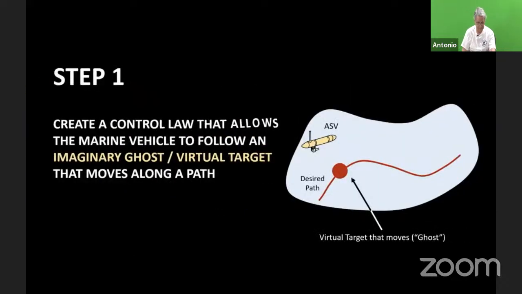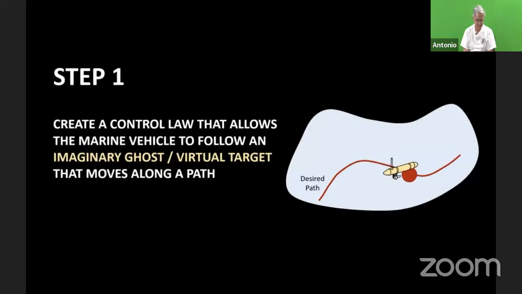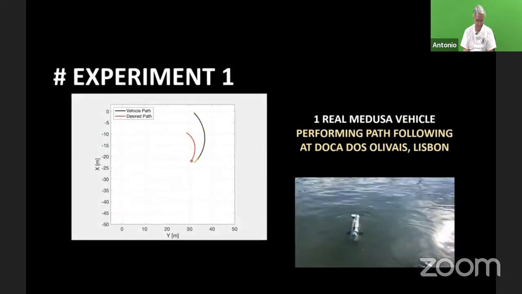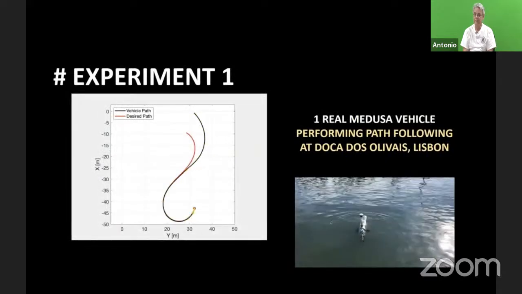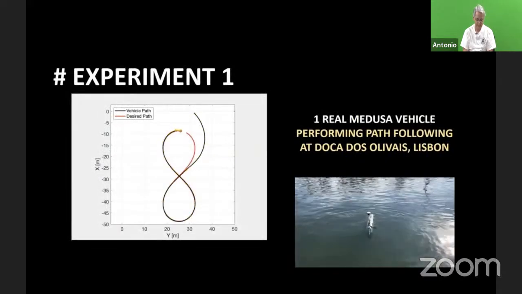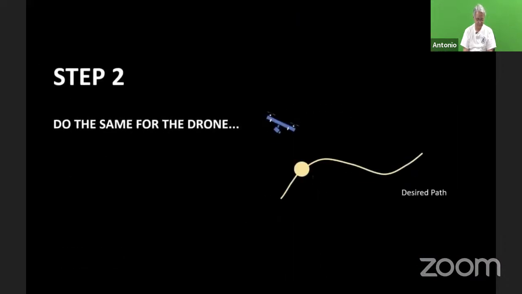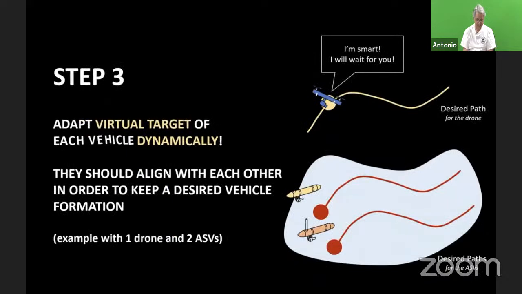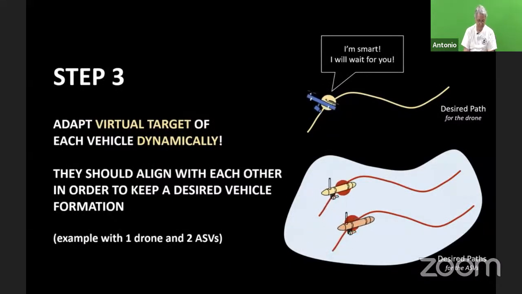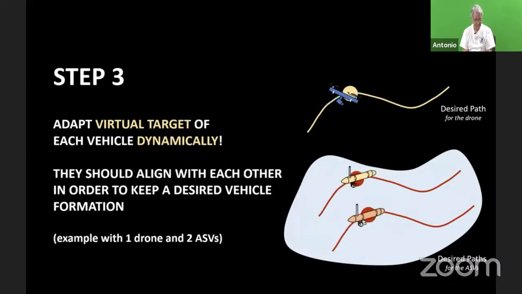But how do we achieve this? First, we create a control law that allows the marine vehicle to follow a virtual ghost target that moves along the desired path. We test these algorithms using real surface vehicles at Torpedo Lisbon. We then repeat the same process for the drone. The next step is to adapt the virtual target of each vehicle dynamically. They should align with each other in order to keep the desired formation.